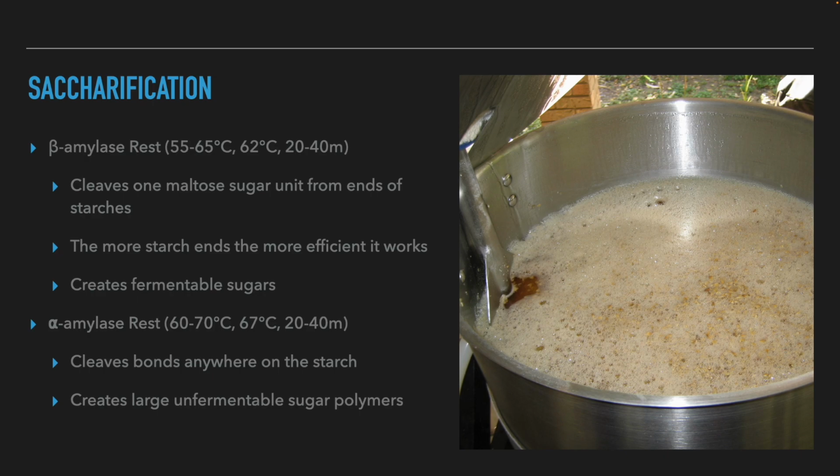The second rest is alpha amylase rest. This rest is done between 60 to 70 degrees Celsius, with 67 degrees Celsius where this enzyme is most active, and also lasts for 20 to 40 minutes. This enzyme cleaves starch bonds anywhere on the starch. This way, it creates large unfermentable sugar polymers. Again, notice that these 2 rests share a temperature range, and so they can work at the same time, with alpha amylase creating starch ends for beta amylase to work on.